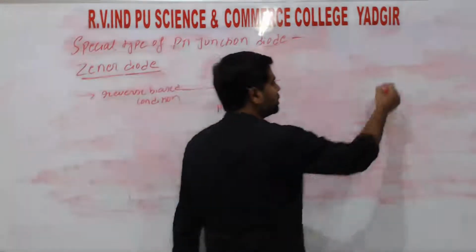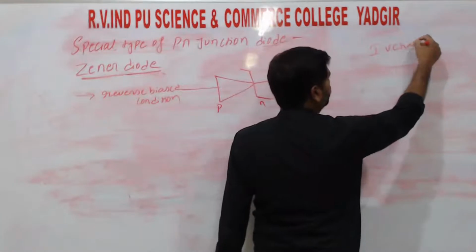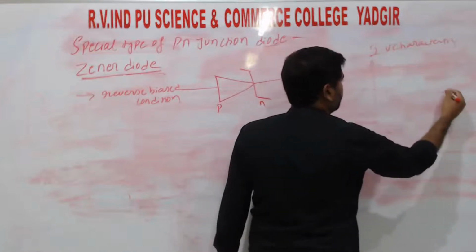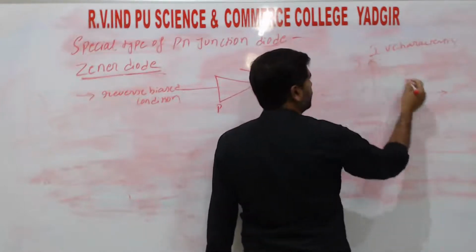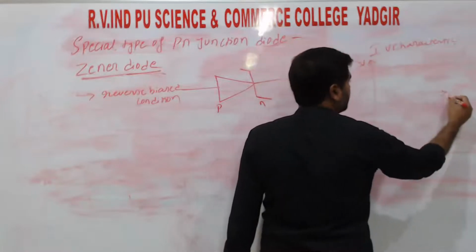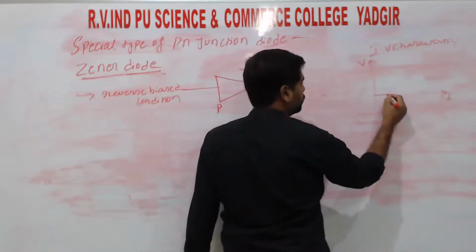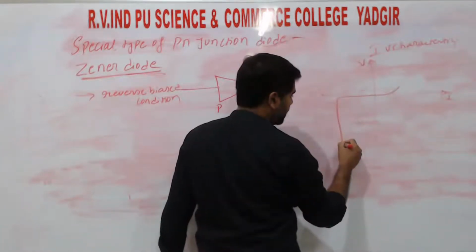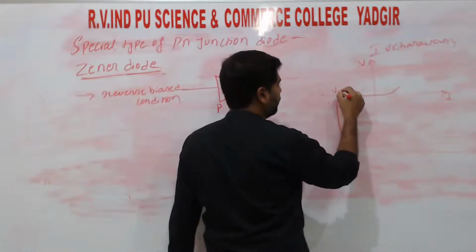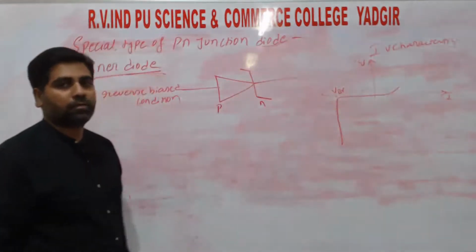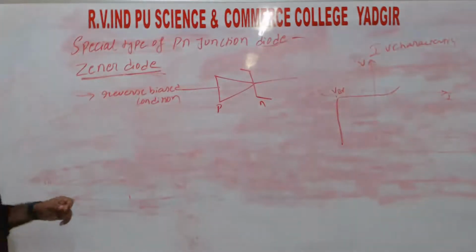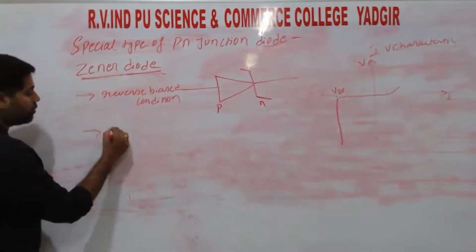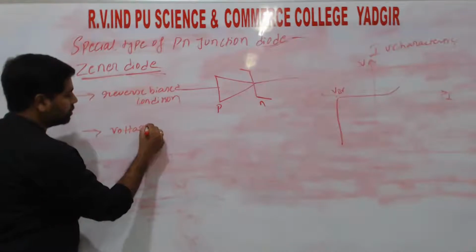And if you plot the IV characteristics, this is also important. Here it is V, here it is I. So this should be a straight line, right? This voltage is the VR voltage. So this is the graph, and this one is the symbol of the Zener diode. So what is the application of the Zener diode? That is the voltage regulator.